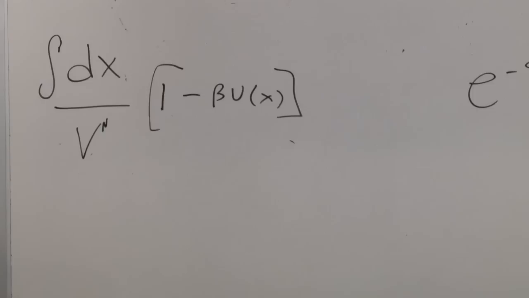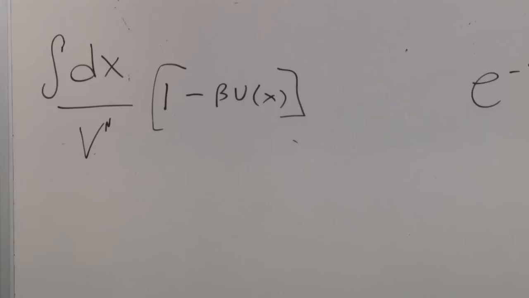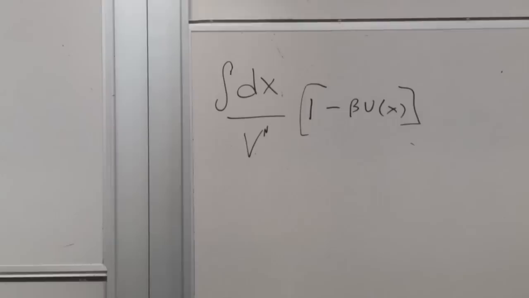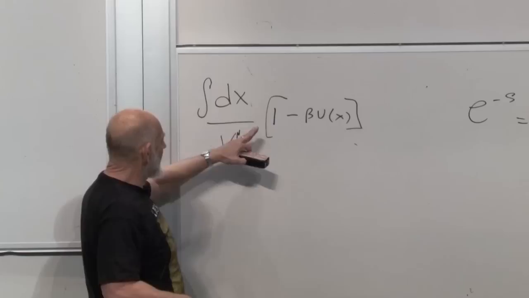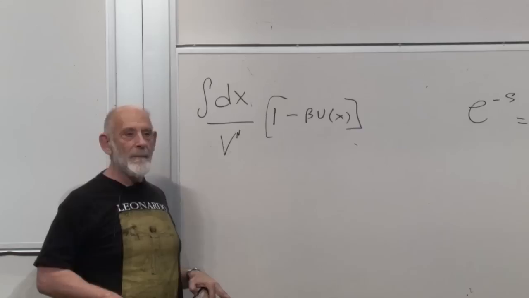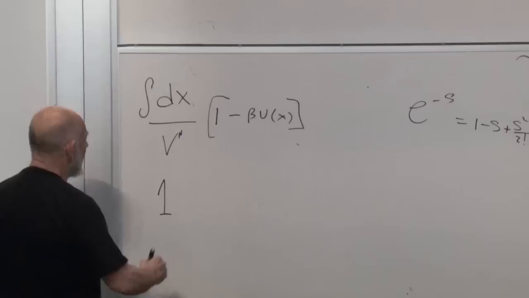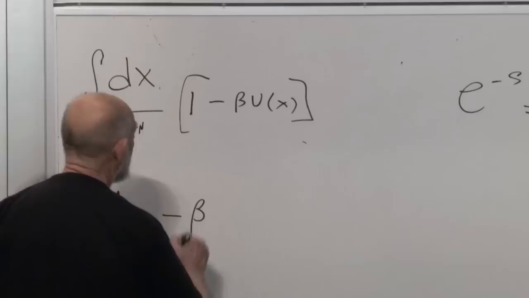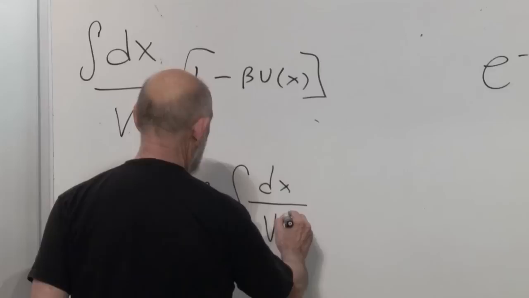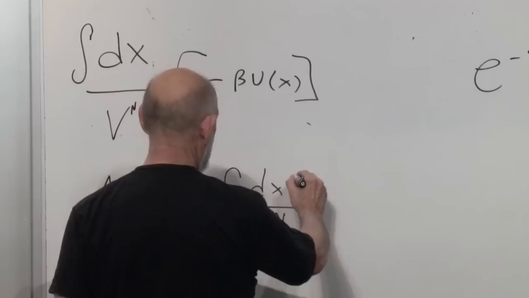I have a question. By that 1 there, does it mean that you've assumed the potential at 0 is 0? No, I have not. I've just said the first term here is just 1. And the integral over dx is just V to the n. Right. So the first integral is just the number 1, V to the n over V to the n. Then minus beta times the integral dx over V to the n of u of x.